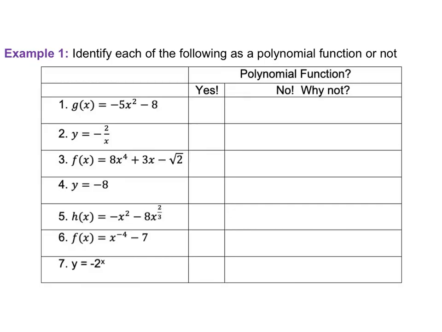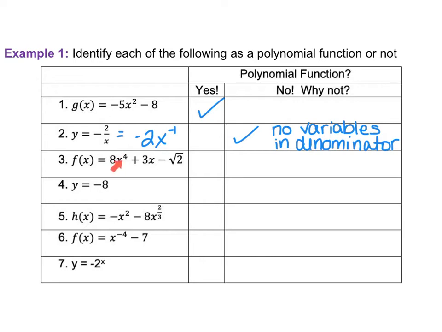In the following table, identify each of the following as a polynomial function or not. So as I look at g of x, -5 and -8, the coefficients are both real, and the exponent's a whole number, so this one is great. My next one might be a little bit confusing, but if you remember what a negative exponent does, it causes it to move to the denominator. So this would be equivalent to -2 times x to the -1st, so this is no. You can't have a variable in the denominator because that's equivalent to a negative exponent.